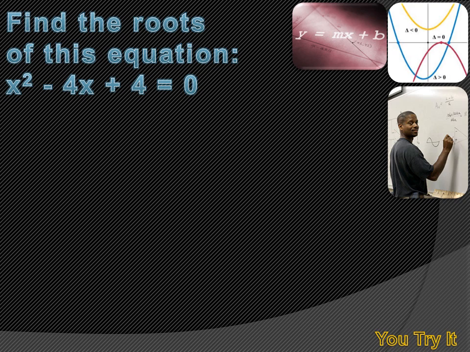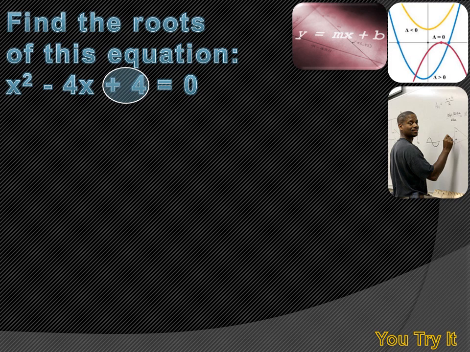Find the roots. Well, that just means to factor this and solve it that way. So let's factor x squared minus 4x plus 4. The a coefficient is 1, so there's really no factoring to do for the x squared. But we can factor the positive 4. And it's a positive 4.